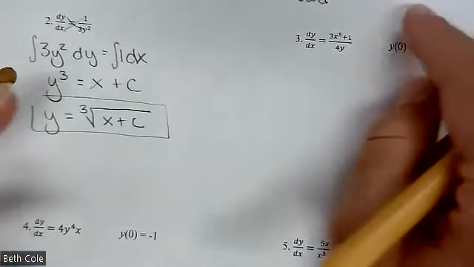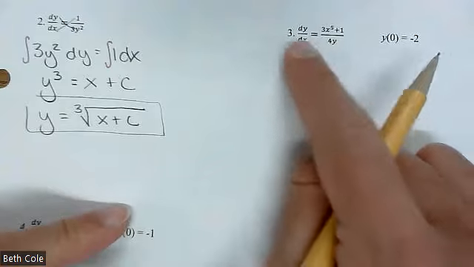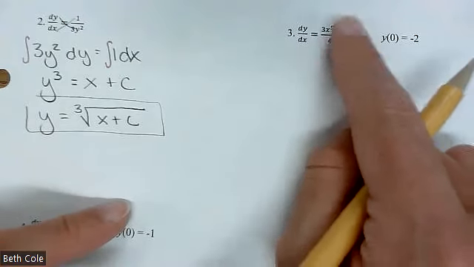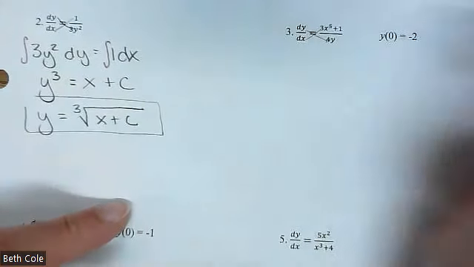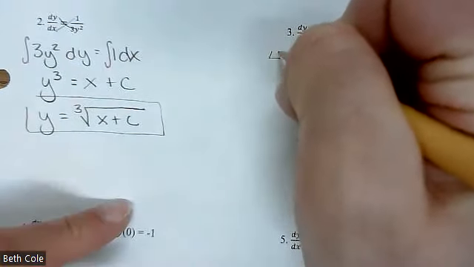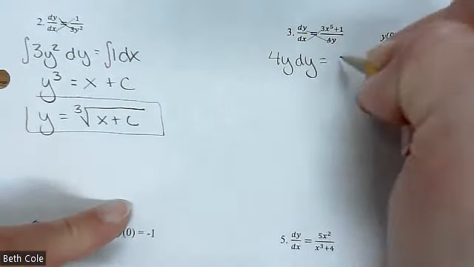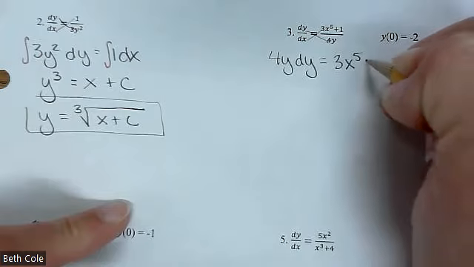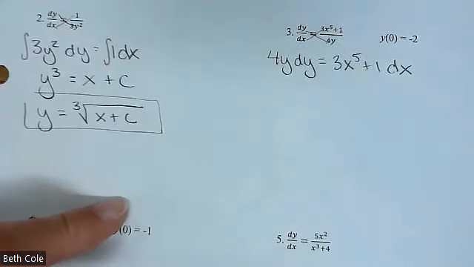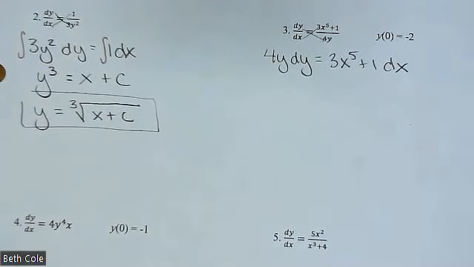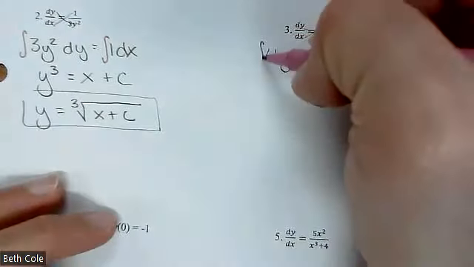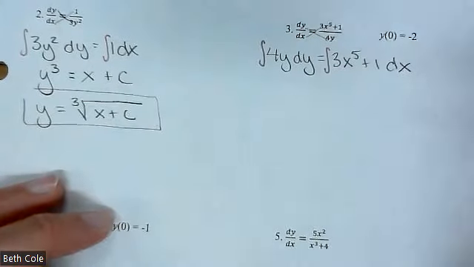Let's try it again. You want to move y to the left and x to the right. So this is, again, another situation where you could just cross multiply. You're going to multiply over the 4y and then multiply over the dx.